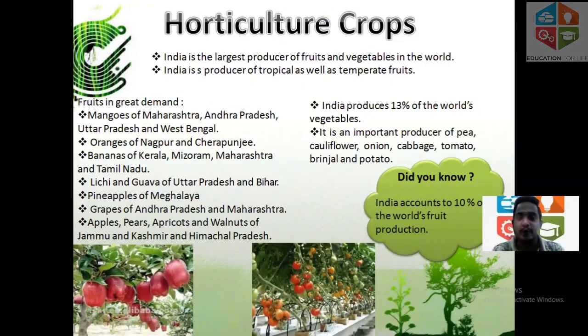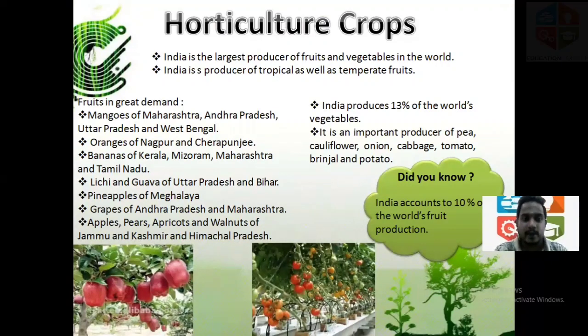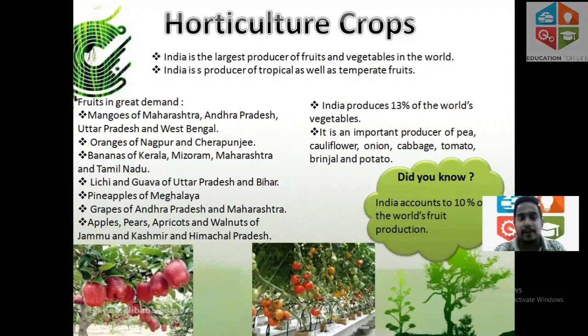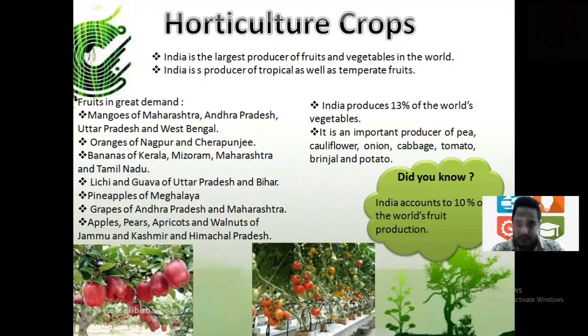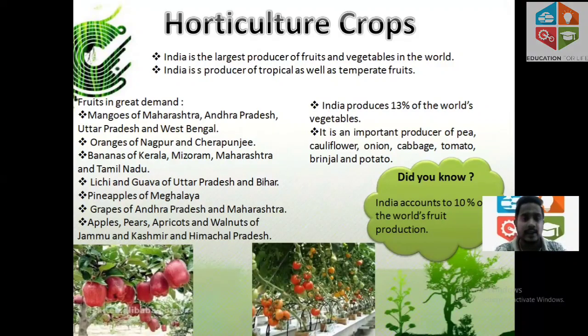Growing of fruits and vegetables, flowers, everything comes under horticulture, children. So, major fruits which are produced in India are mango, orange, banana, lychee, guava, pineapple, grapes, apple, pear, walnut. So, these are all the types of fruits and vegetables which grow in India. And to begin with, mango, first thing.